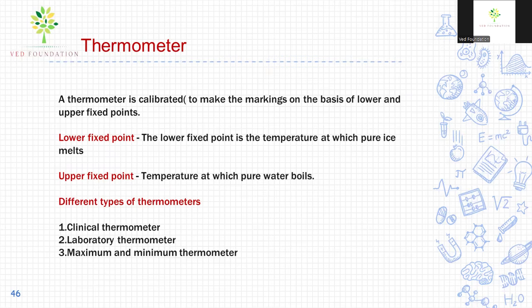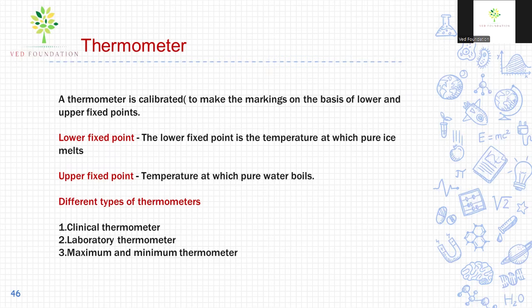Upper fixed point: the thermometer is kept in boiling water and the level of mercury is marked, and this is the upper fixed point of the thermometer. The upper fixed point means the temperature at which pure water boils, and the boiling point of water is 100 degrees Celsius. Then the gap between 0 degrees Celsius and 100 degrees Celsius is divided into 100 equal parts. In this way, the thermometer is calibrated.